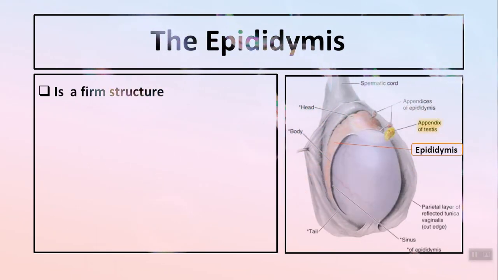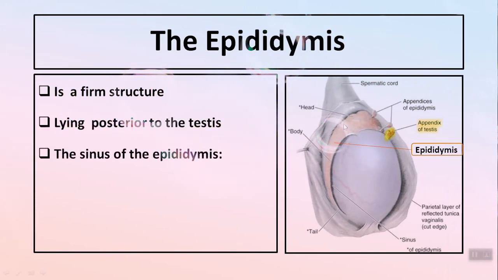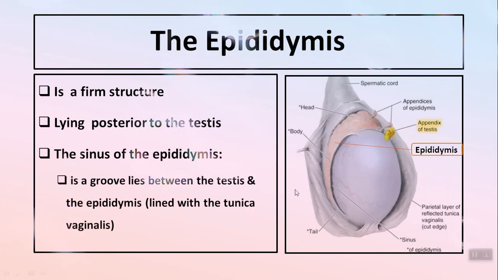The next structure contained in the scrotum is the epididymis. First of all, it is a firm structure lying posterior to the testis. It is separated from the testis by a groove-like space we call the sinus of the epididymis. The sinus of the epididymis is a groove that lies between the testis and the epididymis, and it is lined with tunica vaginalis, that is, the visceral layer of the tunica vaginalis.